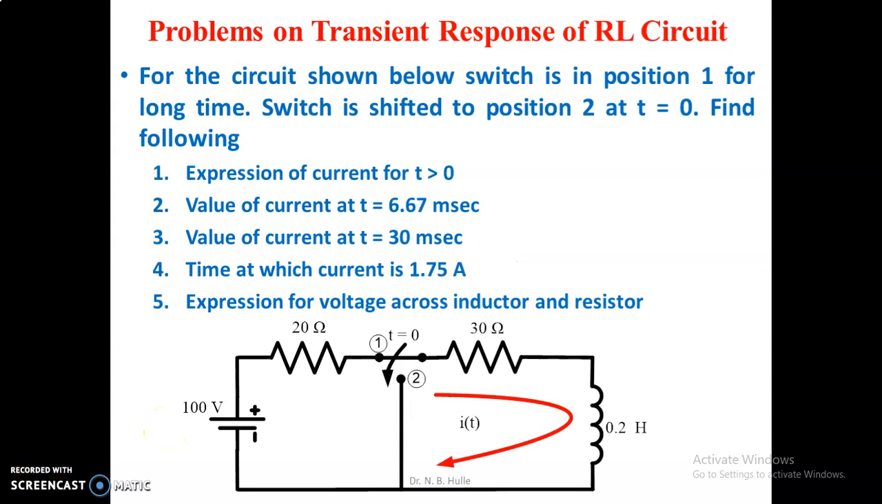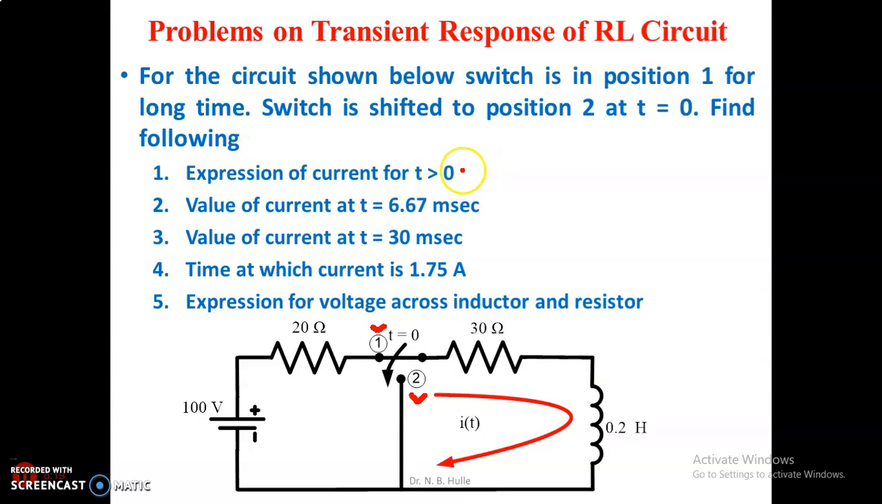Similarly, we have the second problem related to this category. For the circuit shown below, the switch was in position 1. The switch was in position 1 for a long time, that is, steady state was reached, and finally the switch is shifted to position number 2, that is here. At t equal to 0, the switch is shifted to position 2. Then we are interested in calculating the following.